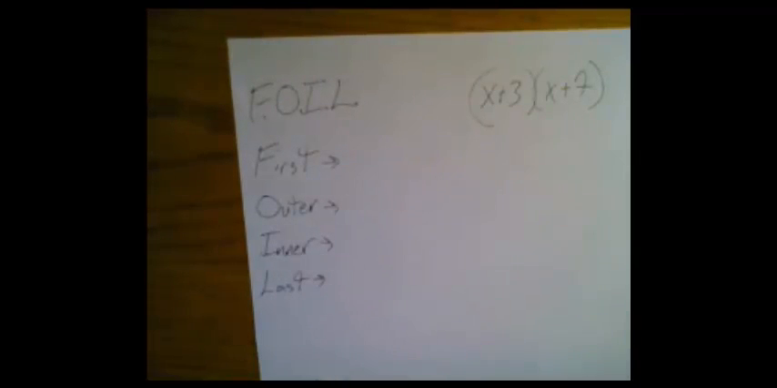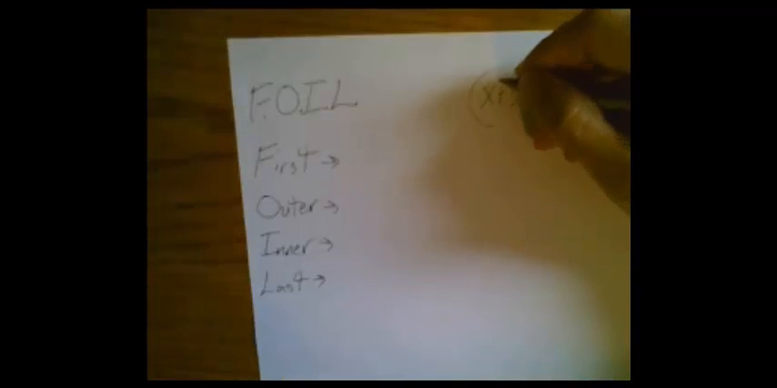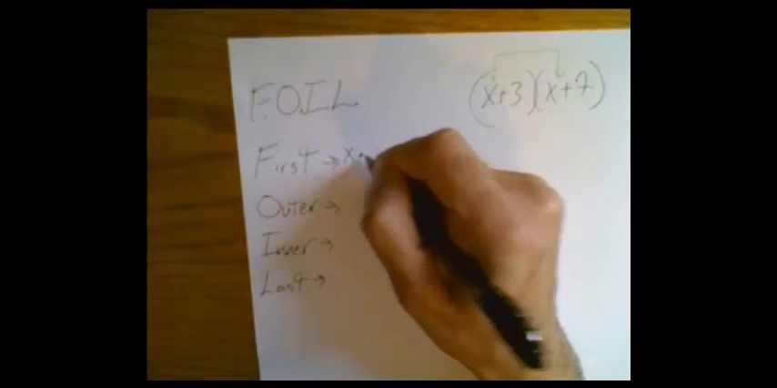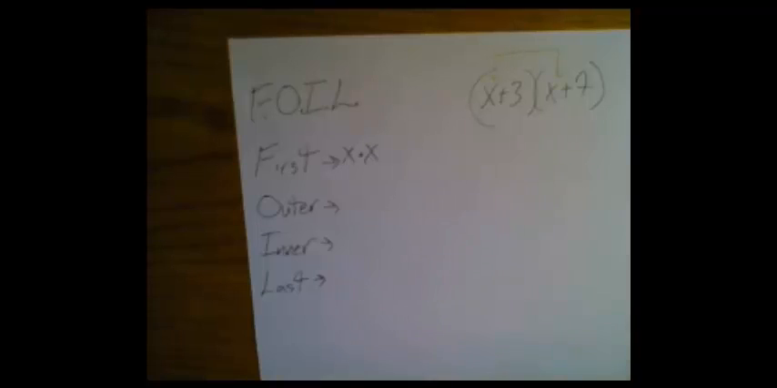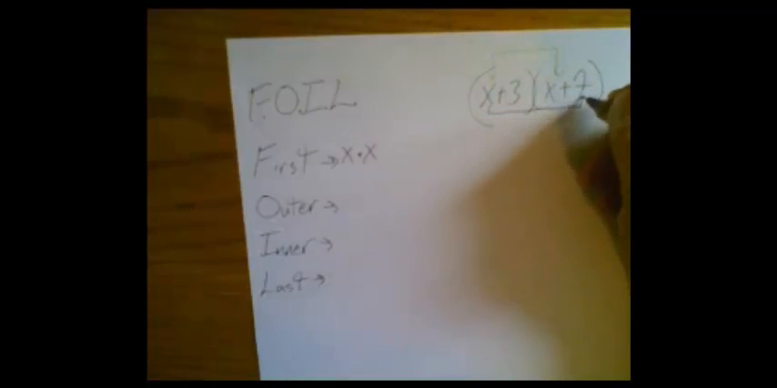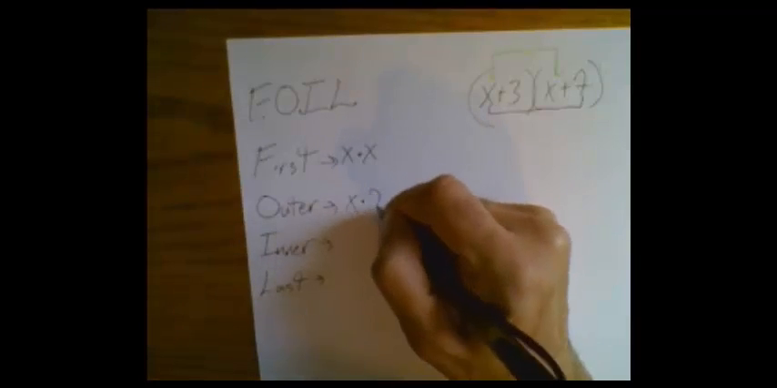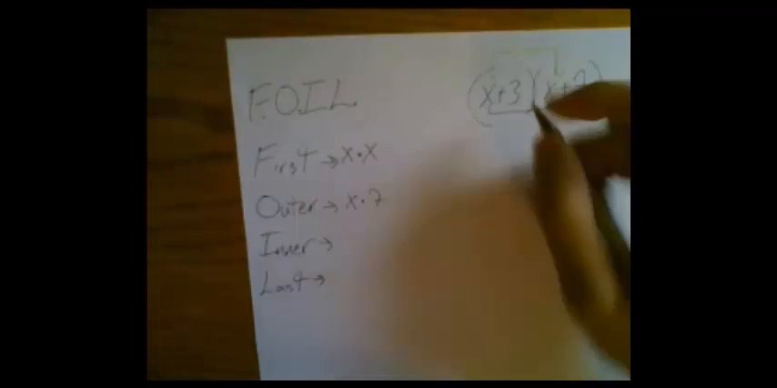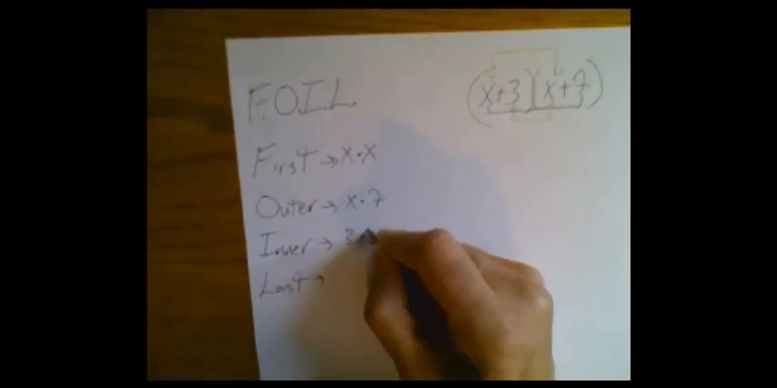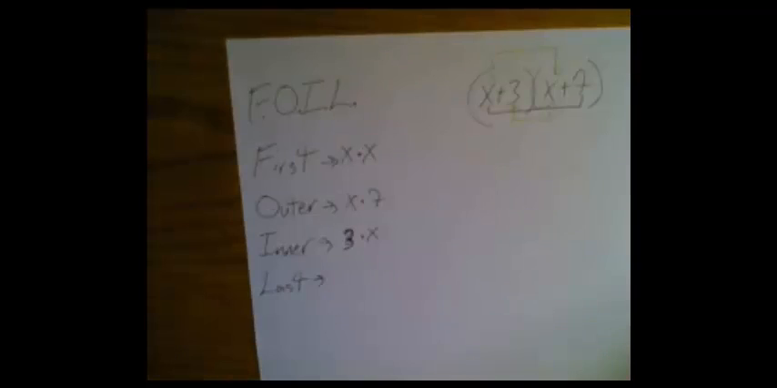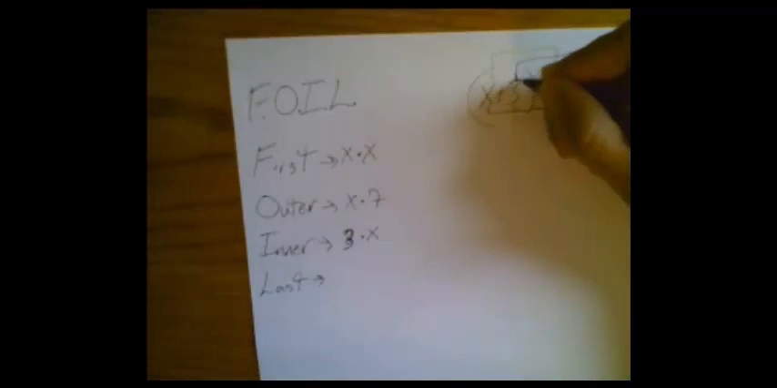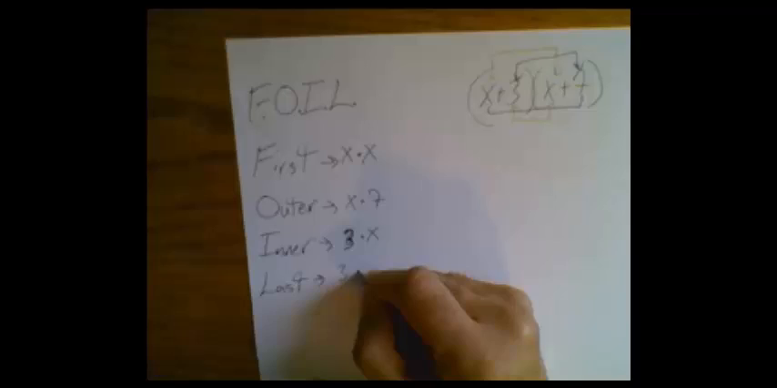Okay, so here we go. The idea with FOIL is I look at these guys here. These are my firsts, x and x, and so I'll be multiplying x times x. Now my outers, and we'll do these in different colors, are x times 7. My inners are going to be 3 times x, because they're the inner ones. And then my last, I should use the correct term, it's going to be 3 times 7.